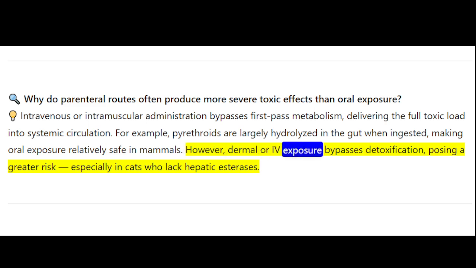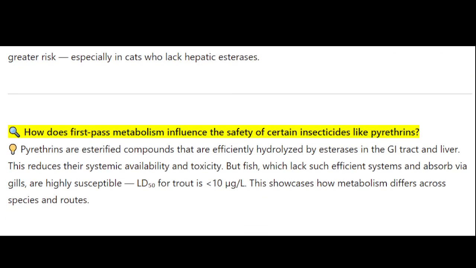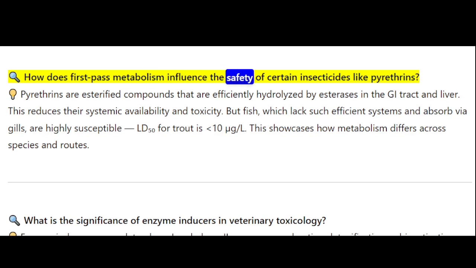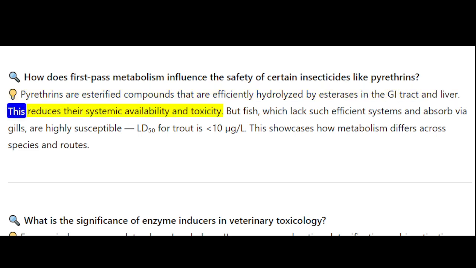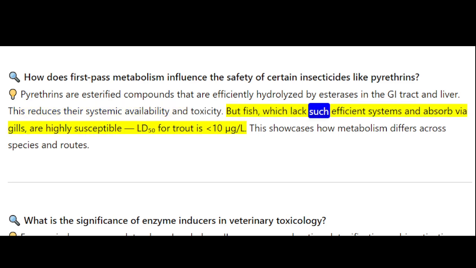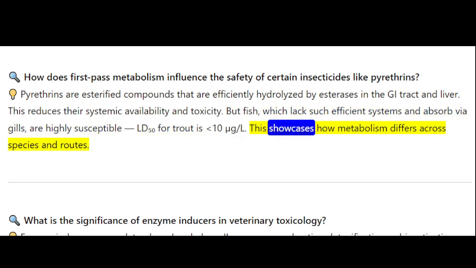However, dermal or IV exposure bypasses detoxification, posing a greater risk, especially in cats who lack hepatic esterases. How does first-pass metabolism influence the safety of certain insecticides like pyrethrins? Pyrethrins are esterified compounds that are efficiently hydrolyzed by esterases in the GI tract and liver. This reduces their systemic availability and toxicity. But fish, which lack such efficient systems and absorb via gills, are highly susceptible. This showcases how metabolism differs across species and routes.